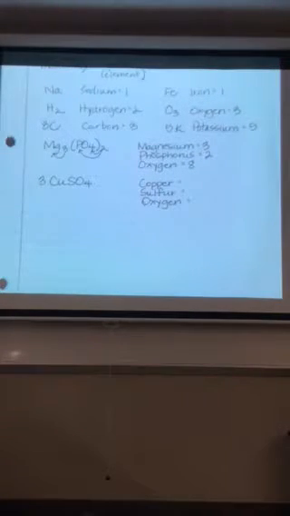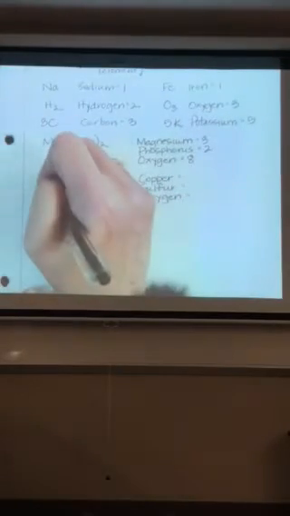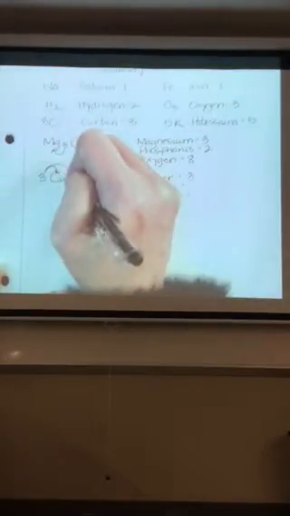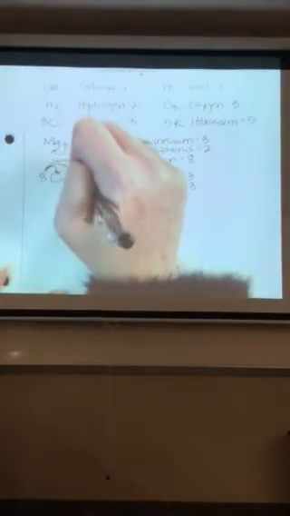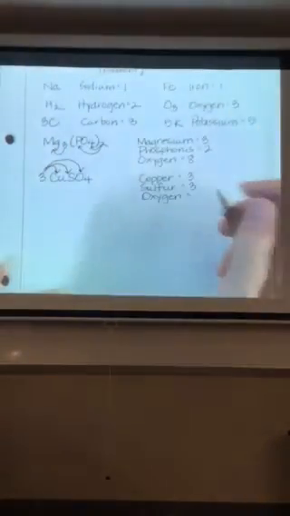Okay. How many coppers do I have? 3, because I distribute the 3 just like I distributed the subscript. So I have 3 coppers. How many sulfurs? 3. And then how many oxygens? 12. 12, because 3 times 4 is 12. Okay?